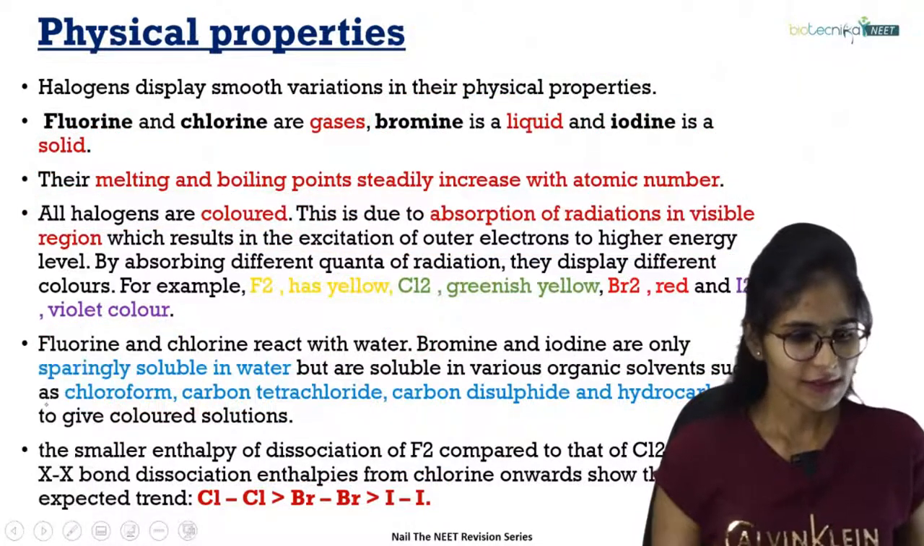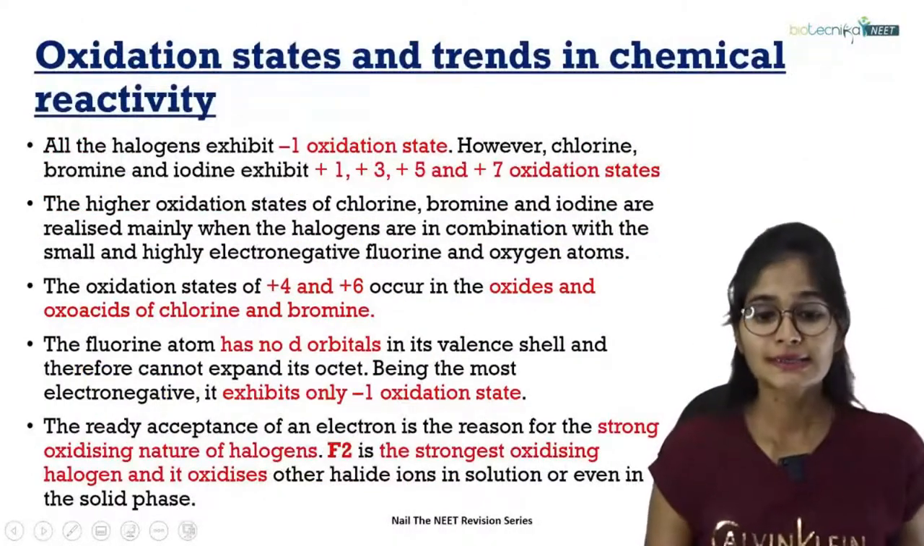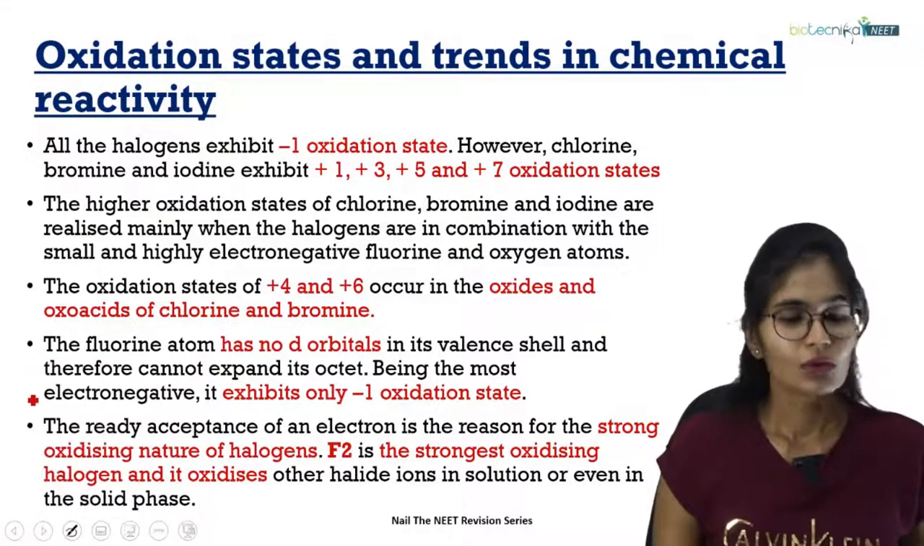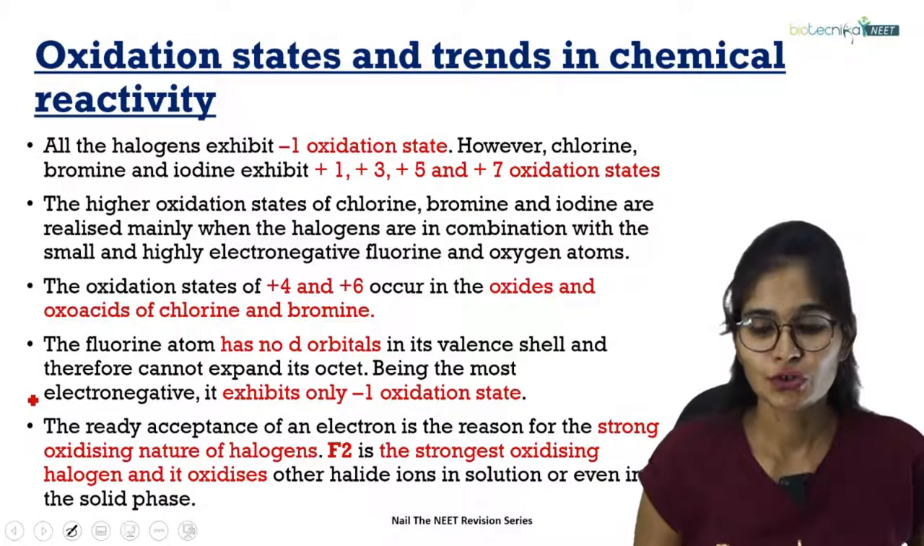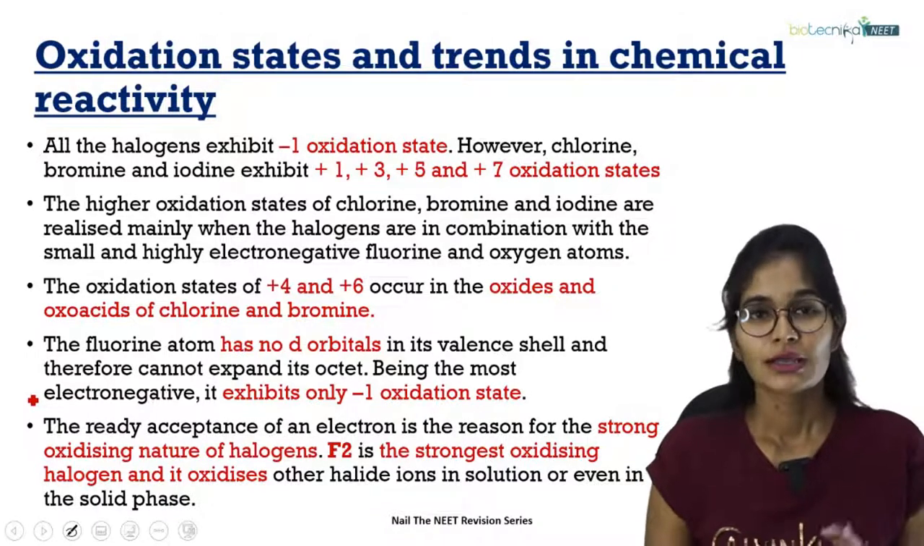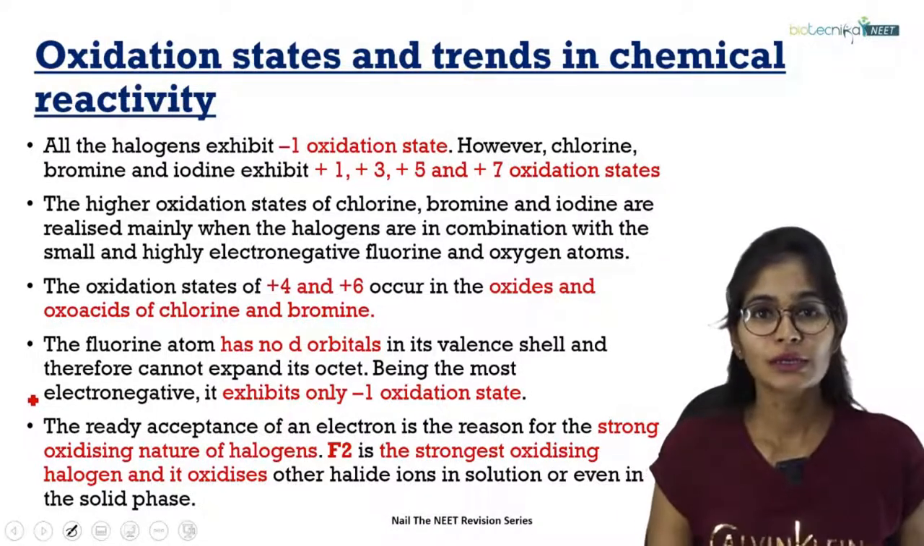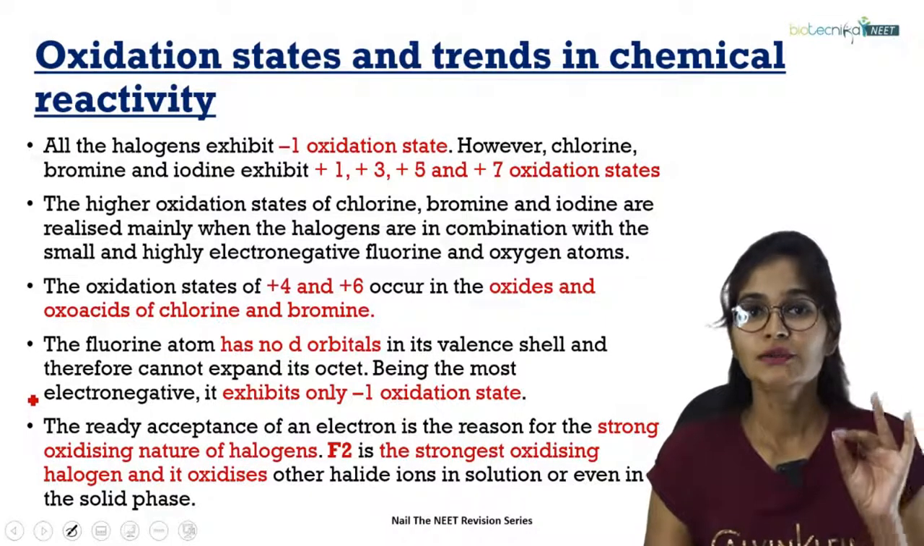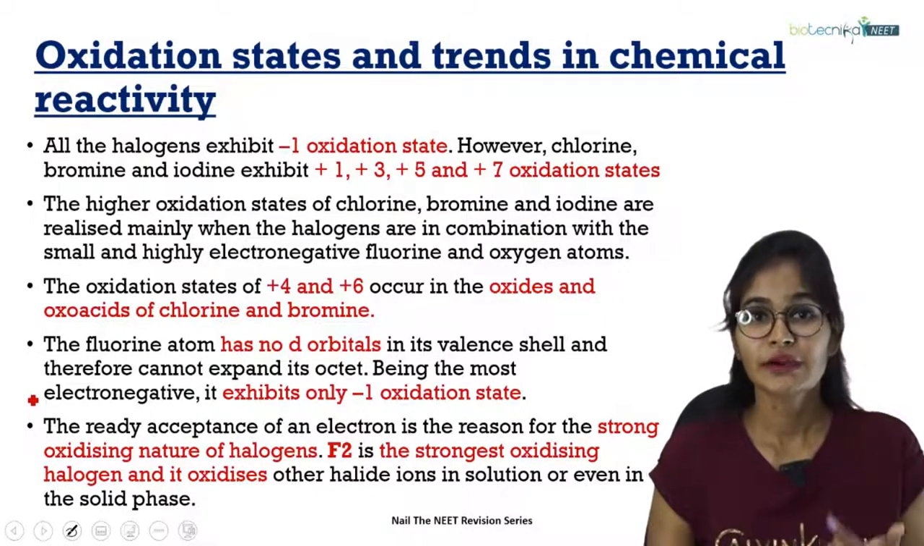Now coming to the next part, oxidation state and trends in chemical reactivity. Yes, as I have already shown for the halogens, except fluorine, fluorine will exhibit only the -1 oxidation state, but chlorine, bromine, and iodine will exhibit +3, +5, +7 along with -1 and +1.